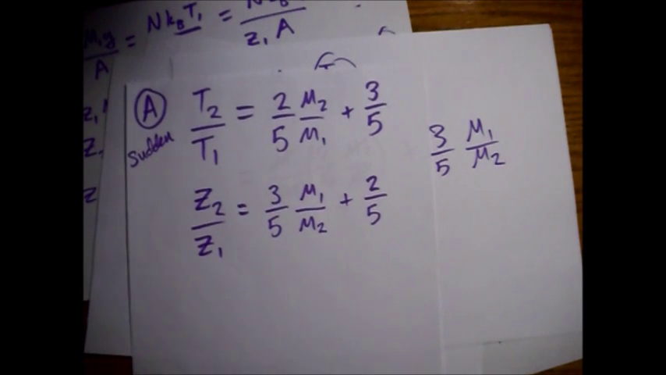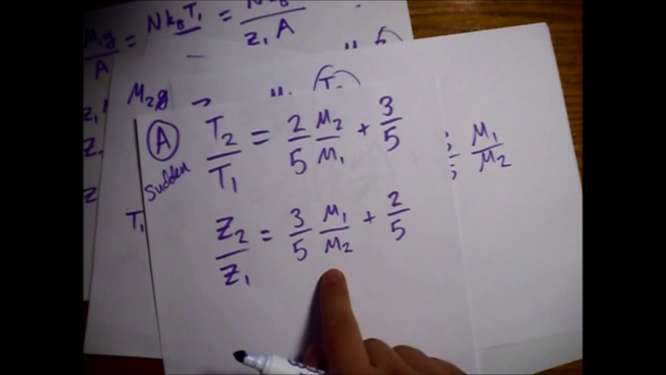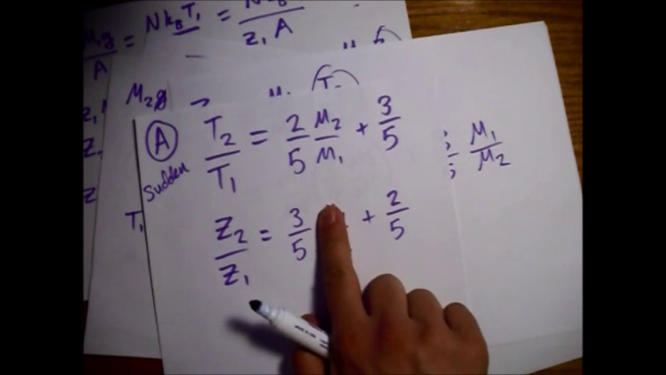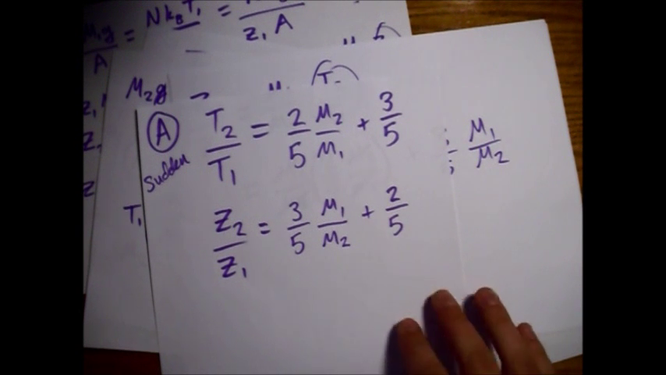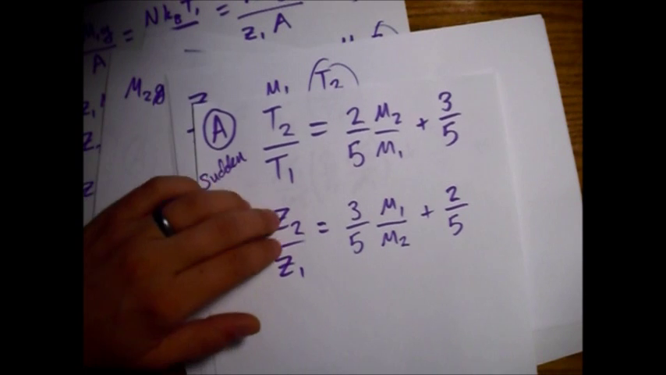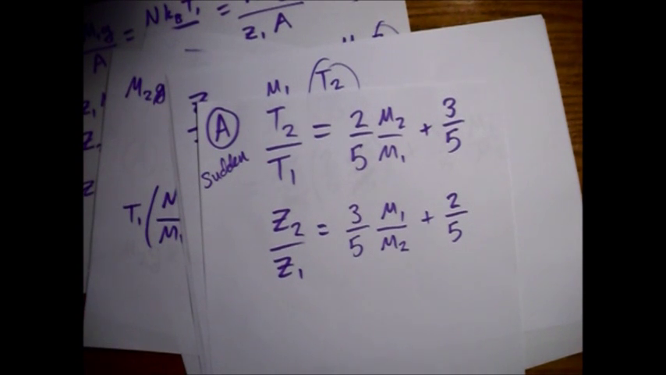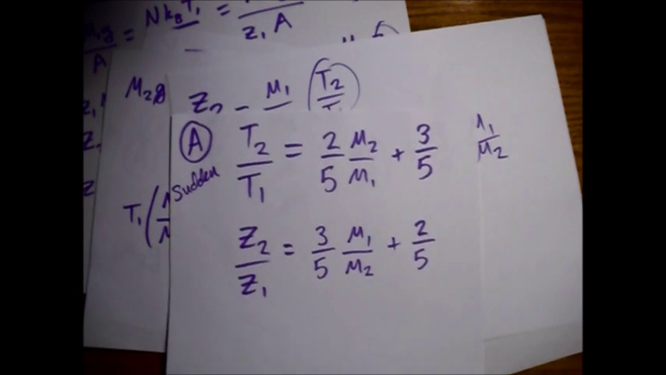Okay, and notice real quick that when m1 is equal to m2, this goes to 1 and this goes to 1, we have a 2/5 plus 3/5 or 3/5 plus 2/5. So those both give us a 1 for this ratio as well, meaning the temperature stays the same, the height stays the same, and everything behaves the same, just like we would expect.